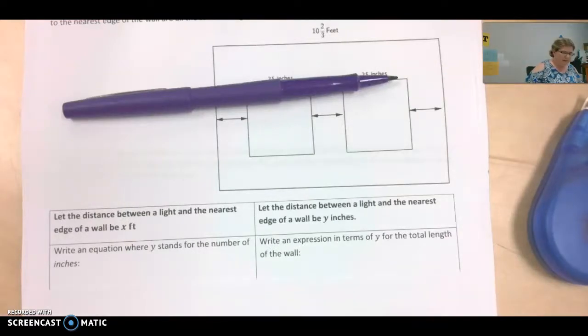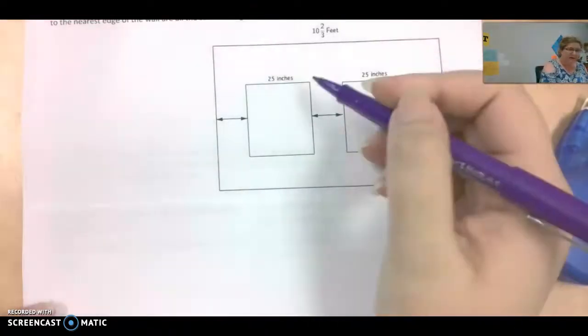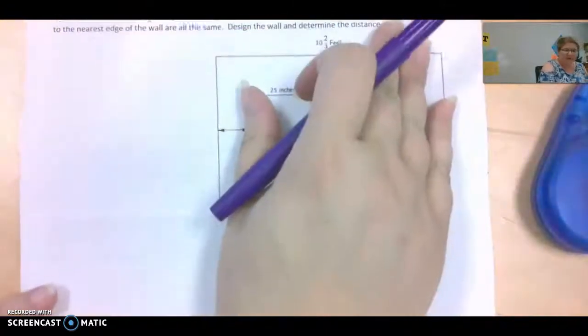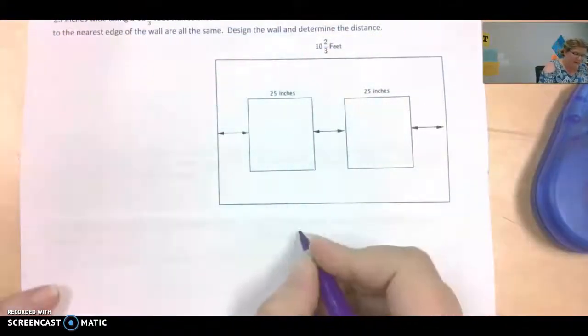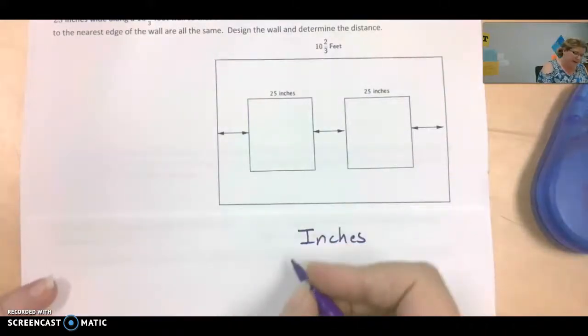I'll pause that to get some paper. I feel like I would rather just write this on my own paper and then I'll transfer it. So the issue is I'm given information in both feet and inches, and I need it to be in the same unit in order to answer the questions being asked.